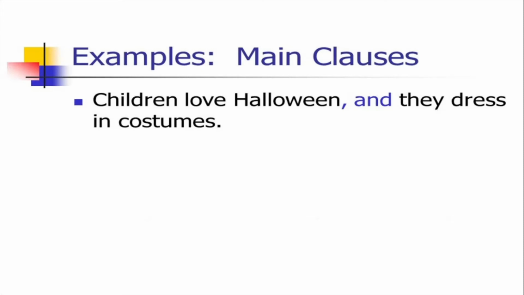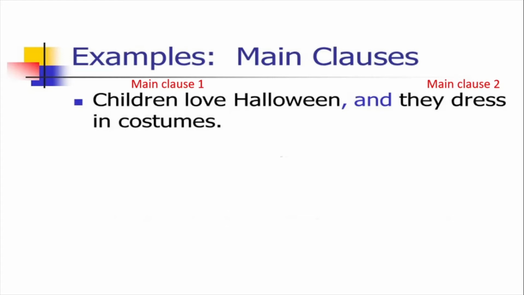So this is the sentence. Children love Halloween and they dress in costumes. So the first main clause is children love Halloween, and the second main clause is they dress in costumes. So see, both these sentences are main clauses. Both the parts in this sentence are main clauses.